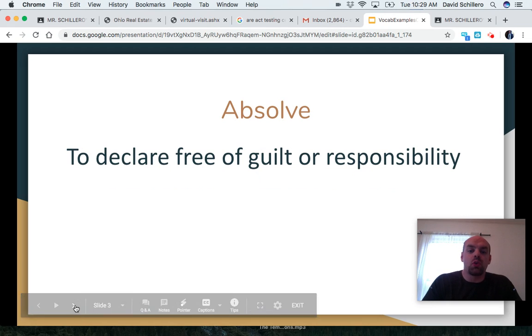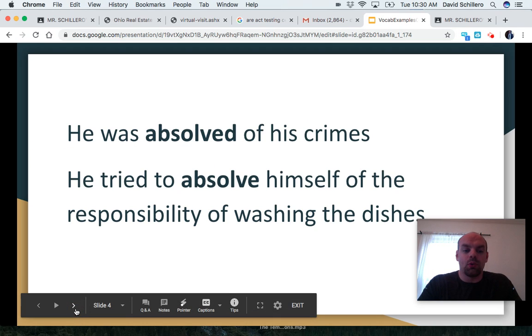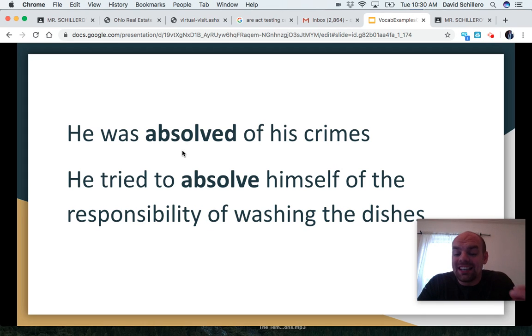So our first word is absolve. This means to declare free of guilt or responsibility. A lot of the time you'll see this used when we're talking about a court setting, or when someone's in trouble and they want to be free of being in trouble or the feeling of guilt. One example we have here says, he was absolved, so past tense, it is a verb, of his crimes. So that means he was set free of being guilty of his crimes.